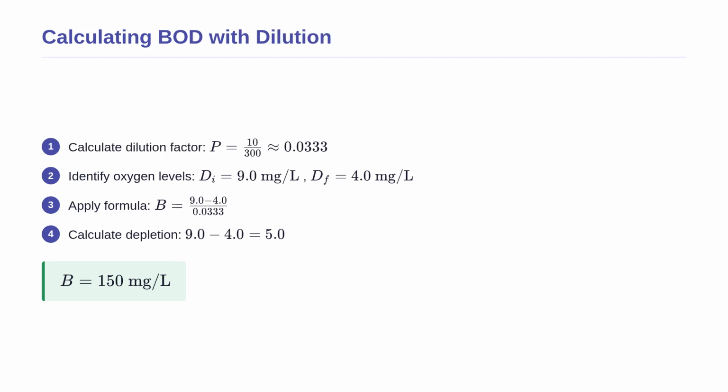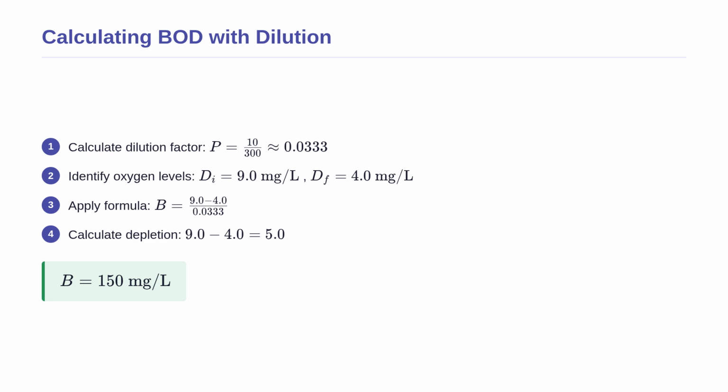Now that we have solved a basic case, let us tackle a more extreme scenario involving raw sewage. Raw sewage is so polluted that bacteria would consume all the oxygen in mere hours if it were not diluted. A technician mixes 10 milliliters of raw sewage with pure water to make a total volume of 300 milliliters.